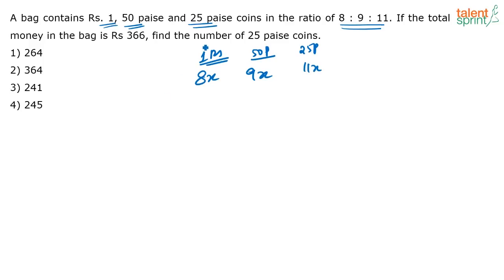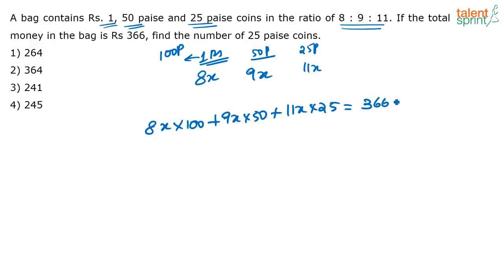Correct? So actually how will you solve if I am converting everything in terms of paise? So this will become 100 paise. So 8x, what is the total value of the amount in the bag? That is nothing but 8x into 100 plus 9x into 50 plus 11x into 25, that is equal to 36600. Everything in terms of paise. Basically I have taken everything in terms of paise, written it, and I have to solve. This is the normal way in which you would approach this question.